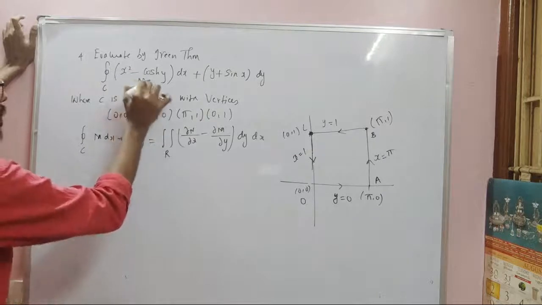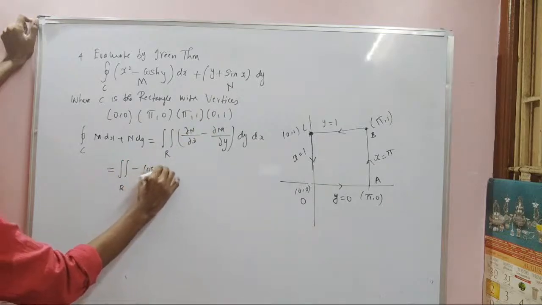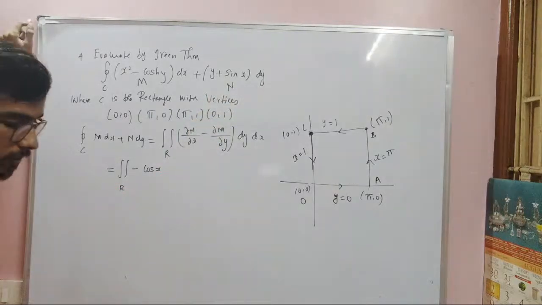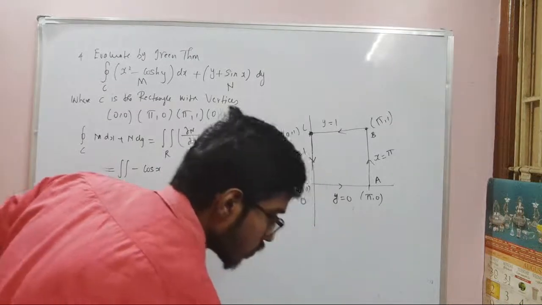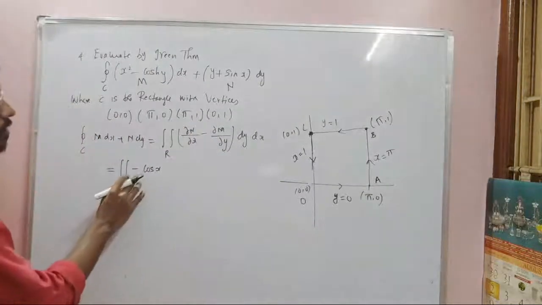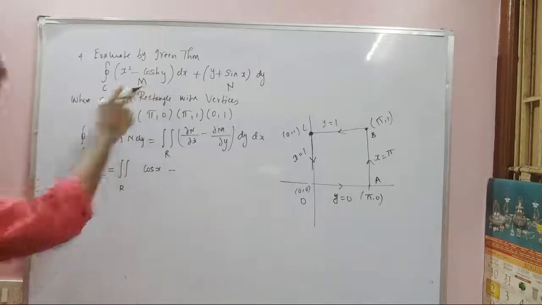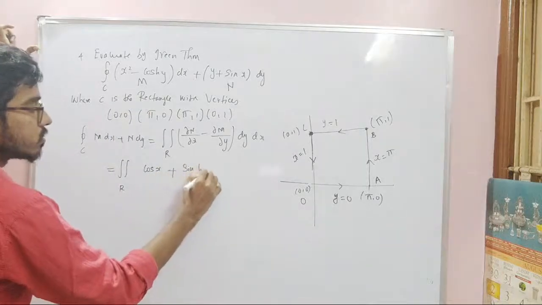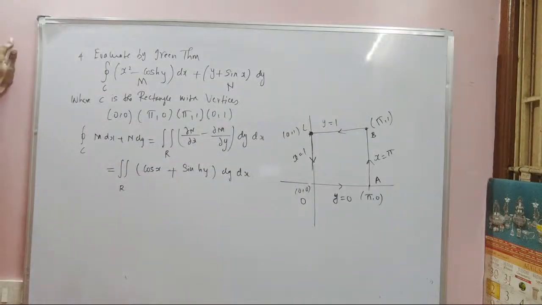So this is m dx plus n dy. What is dou n by dou x? Here n is y plus sin x, so dou n by dou x is cos x, right? Then cos x minus dou m by dou y. The derivative of cosh y is sinh y, so we have minus minus here. This will be plus sinh y, dy dx.